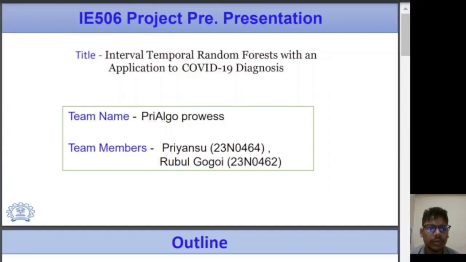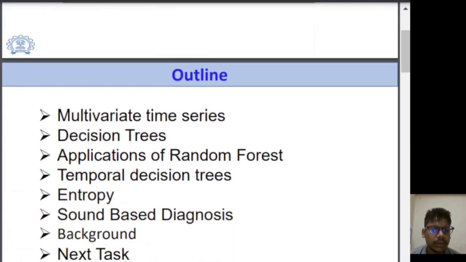Hi, I am Priyansu. I am going to present my allotted paper. The paper is Interval Temporal Random Forest with an application to COVID-19 diagnosis. The team name is Prialgo Proves, and the team members are myself, Priyansu, and Rubul Gugoi. Now we go to the next slide.